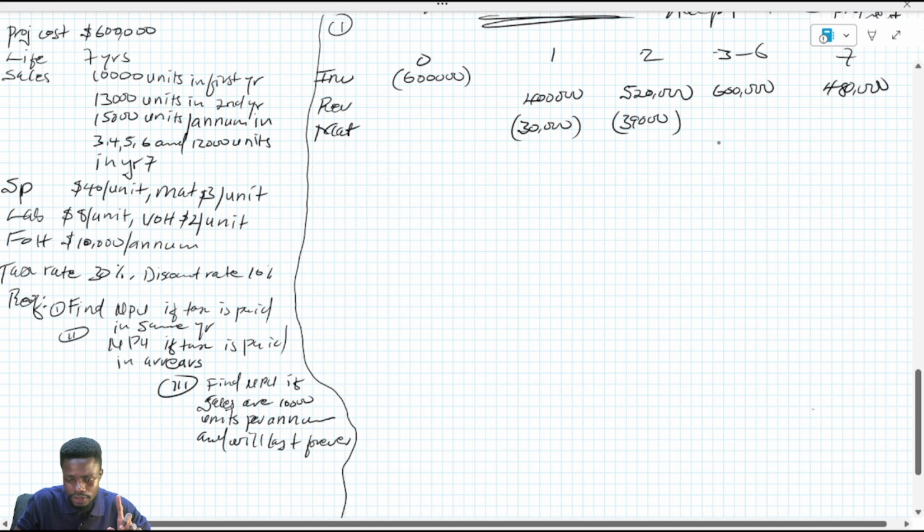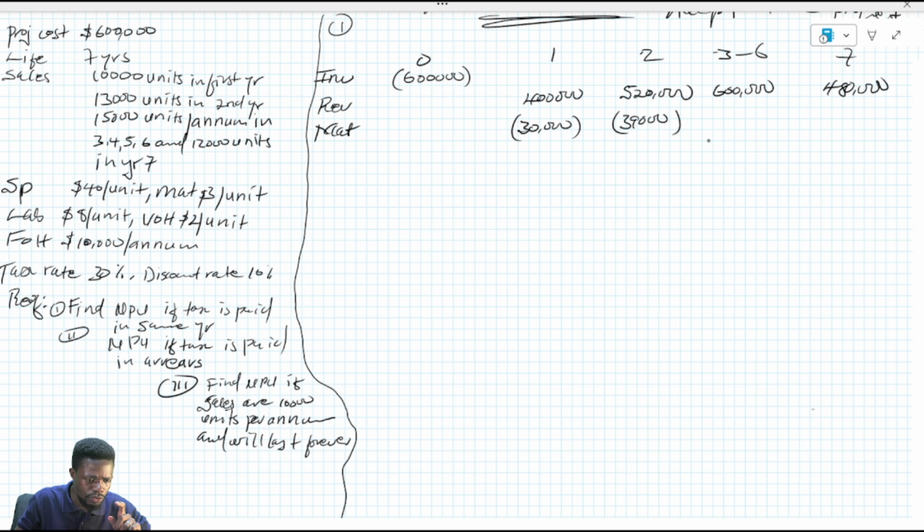Year three to year four, what will it be? 15,000 times what? $3 per unit. It will be what? $45,000. And 3,000 times 12,000, this one will give you what? $36,000.